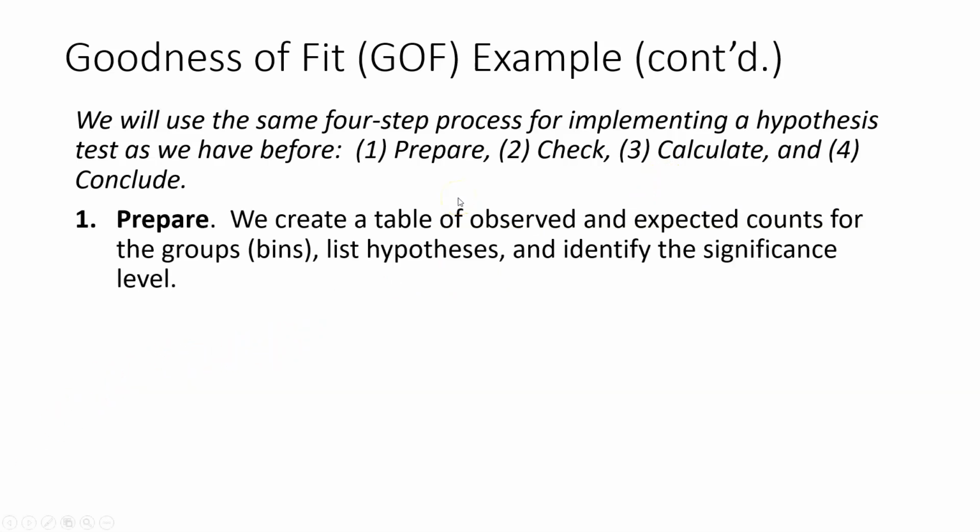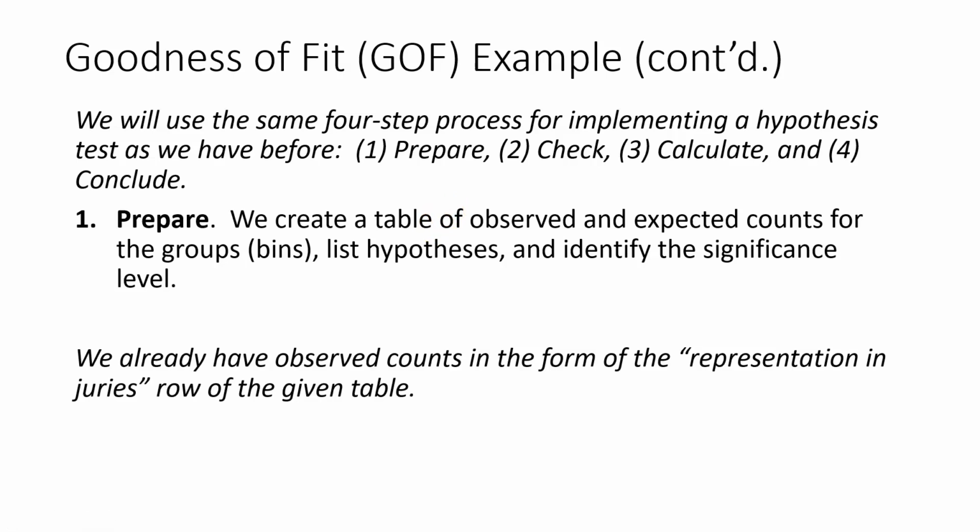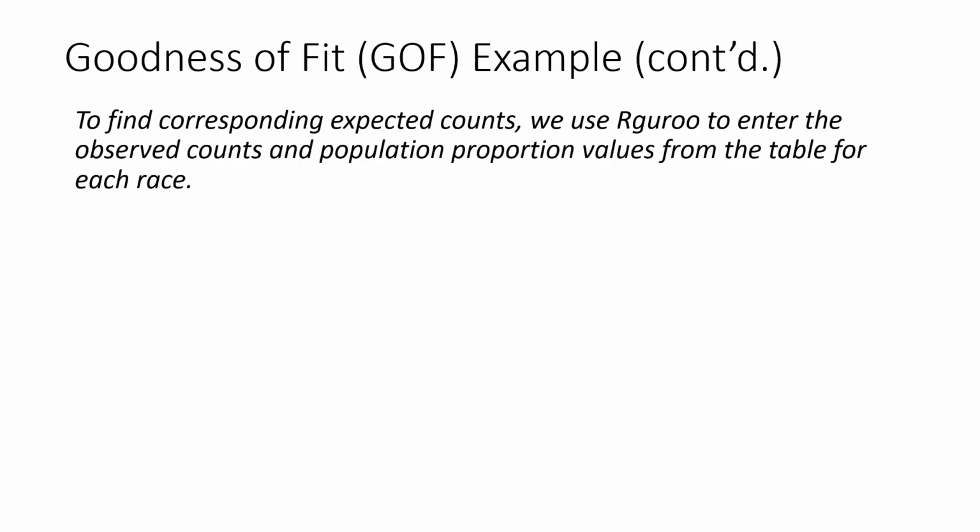So the first step of our four-step process is the prepare step. We're going to create a table of observed and expected counts for the groups or bins, list hypotheses, and identify the significance level. Fortunately, we already have the observed counts in the form of the representation in juries row of the given table. So next we're going to move on to finding the corresponding expected counts, and to do so we're going to use our guru to enter the observed counts and population proportion values from the table for each race.